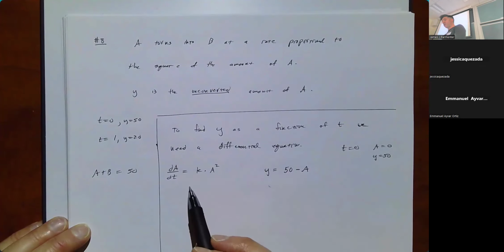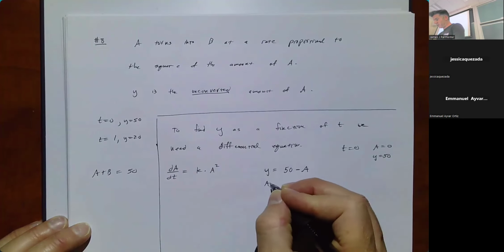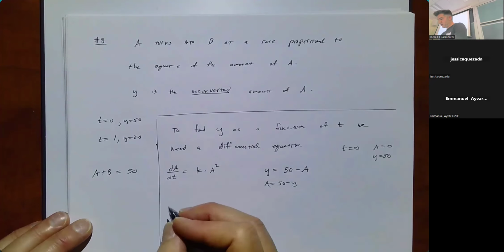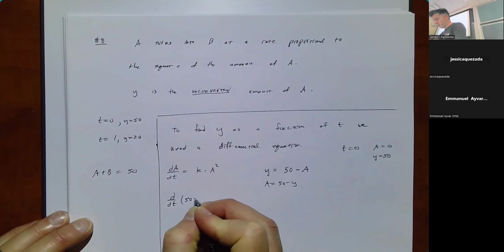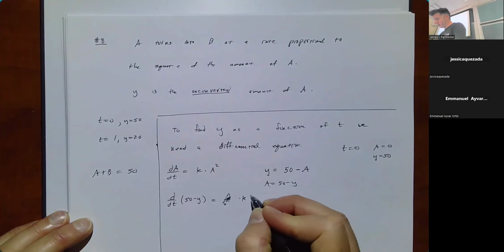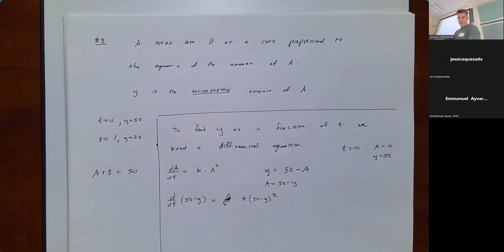And then the equation that we're going to write down is that, well, I think I can say A equals 50 minus y. So really I want the rate of change of 50 minus y to equal k times (50 minus y) squared. It feels funky. I feel like I'm leading you astray, to be perfectly honest.